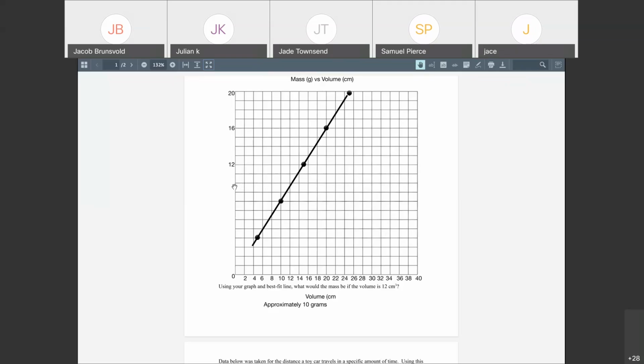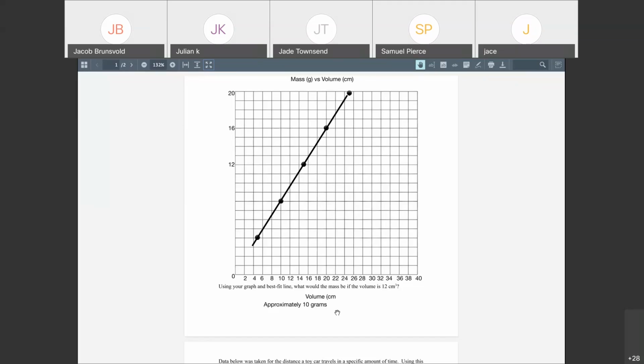A third way, and this one's sort of next level, so if you're not ready for this, don't worry about it. But a third way you could do it is if you know how to find the equation of this line, you could use the equation of the line, and then you could calculate exactly what the mass would be. That's sort of next level. So if you're not there yet, don't worry about it. That's something that we're going to be talking about eventually. But if you know how to do it, the advantage is that you're going to get exact answers, and it's not going to be an estimate.